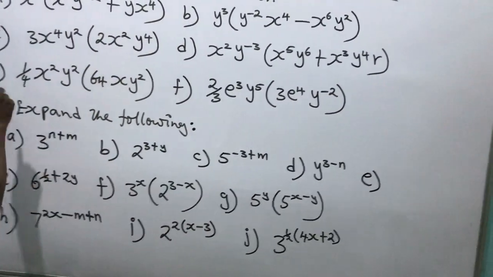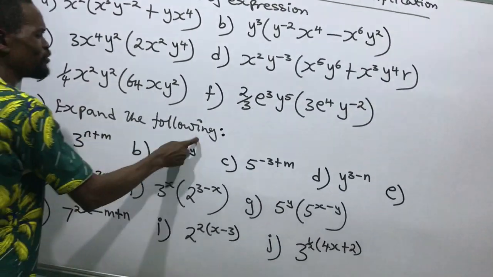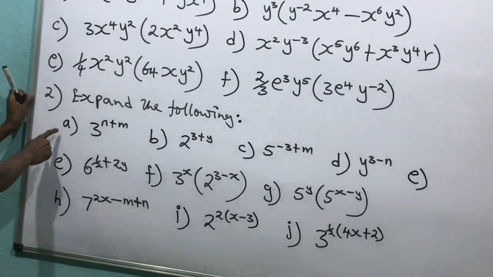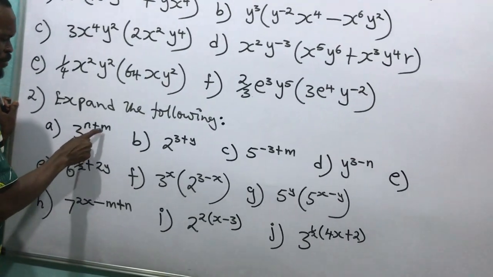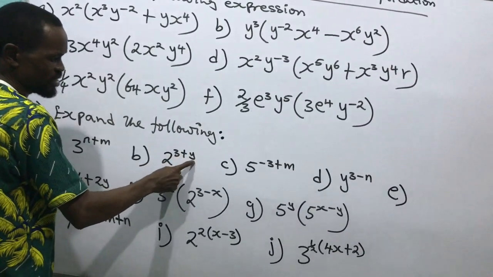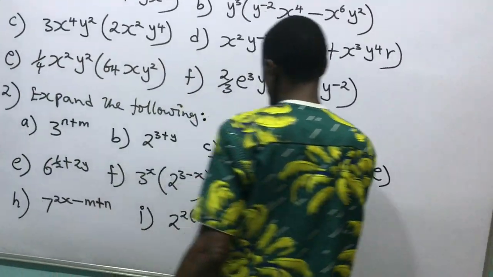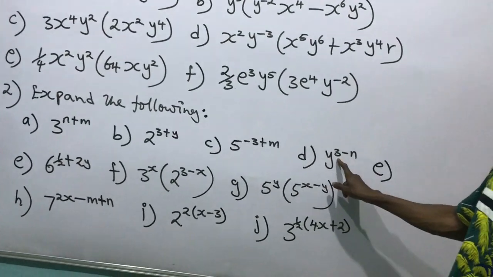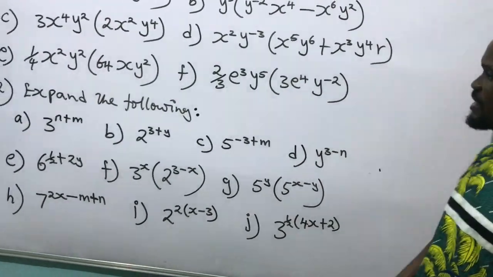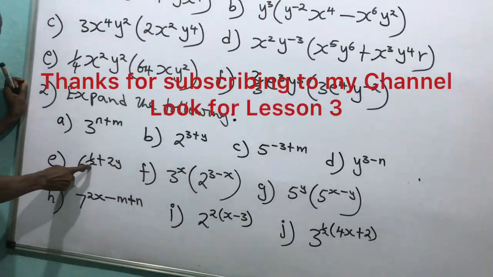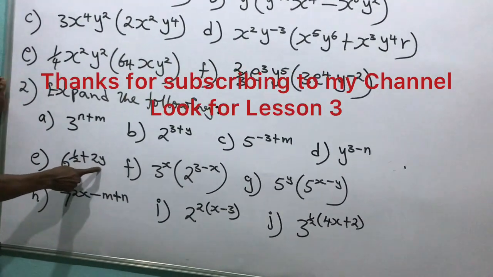Close the bracket. Number 2, we said expand the following. When I say expand the following: A, 3 raised to the power n plus m. B, 2 raised to the power 3 plus y. C, 5 raised to the power minus 3 plus m. D, y raised to the power 3 minus n. Then we come to E, 6 raised to the power 1 over 2 plus 2y.